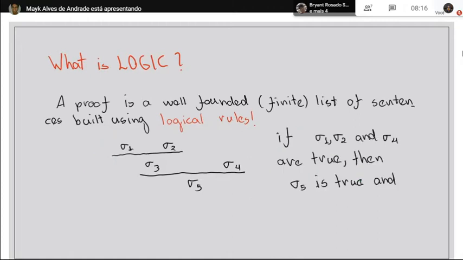And now I'm going to explain how it works. Well, logic deals with preservation of truth. So if we assume sigma 1, sigma 2, and sigma 4 are true, then sigma 5 is going to be true. And this kind of tree here with sequents is a proof, technically speaking, right? Basically, any proof you use in mathematics can be translated into a list of sequents.